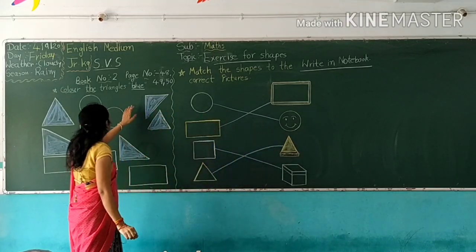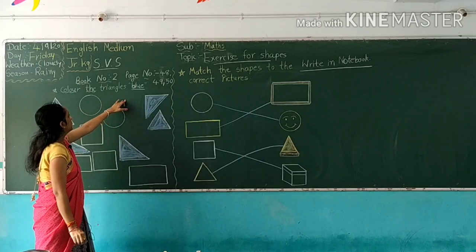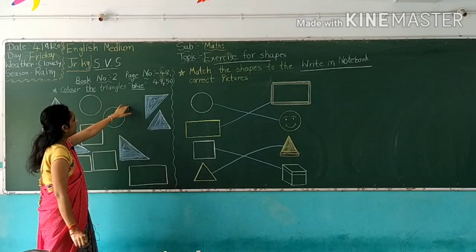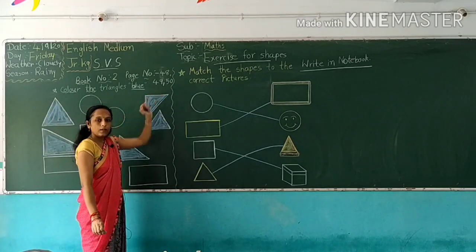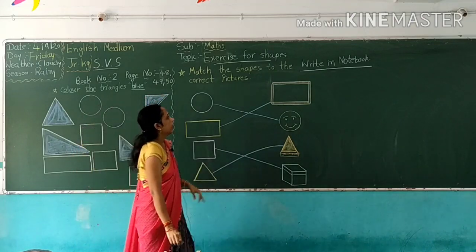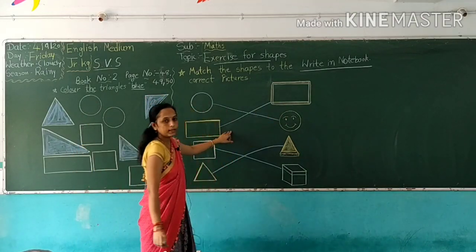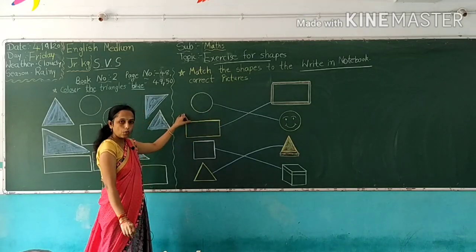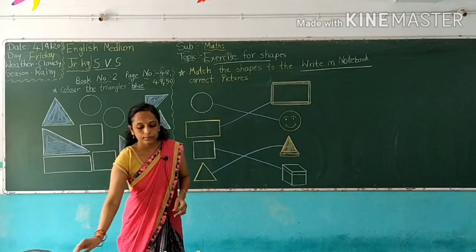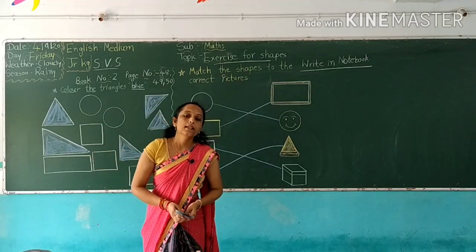So students, write in your book, exercise number 2, on page numbers 48, 49 and 50. Okay. Write in your notebook. So students, sing with me the shape song.